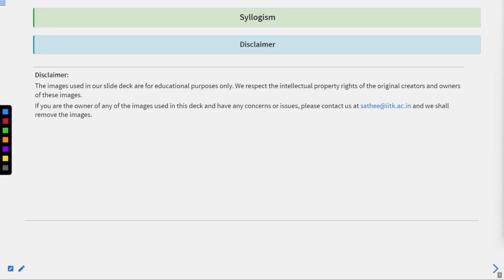Hello, everyone, and welcome back to this syllogism chapter, in which we are discussing the important concept of syllogism, a very important portion when we are talking about the logical reasoning part of any competitive examination.